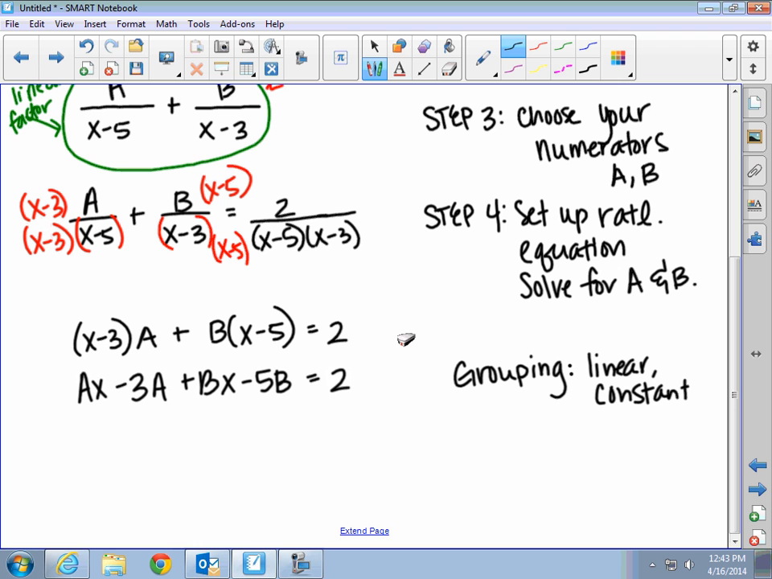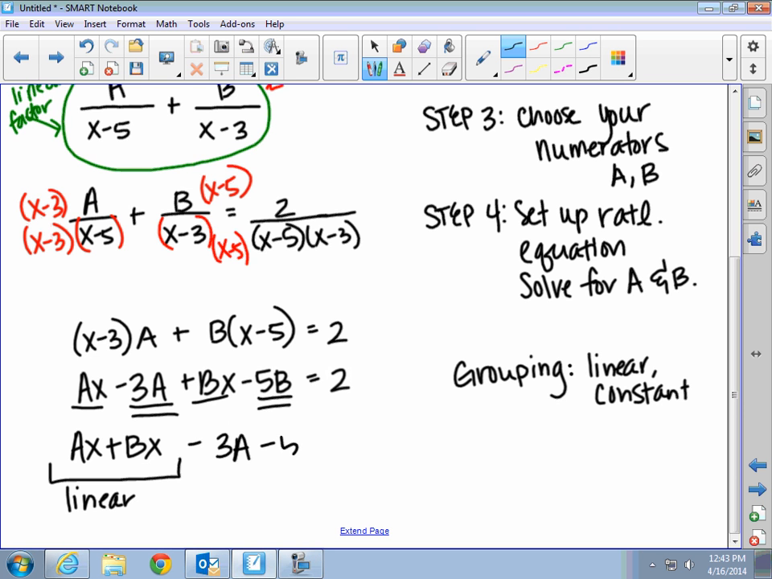Savannah? Yeah. The linear part is ax plus bx. Those are both linear because they have x to the first power in them. Then we're going to gather our constants. What constants? So we put these together. Now we're going to gather constants. So it'll be minus 3a minus 5b equals 2. So I'm just going to call these constants.